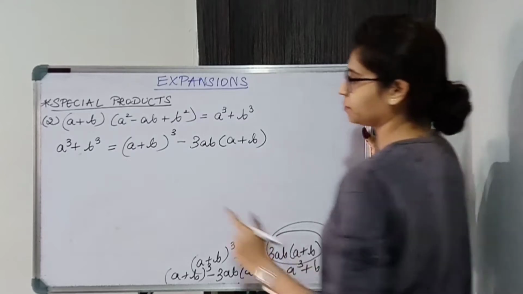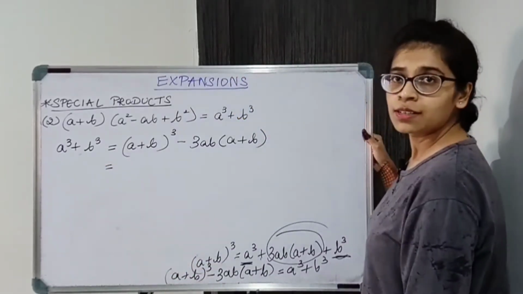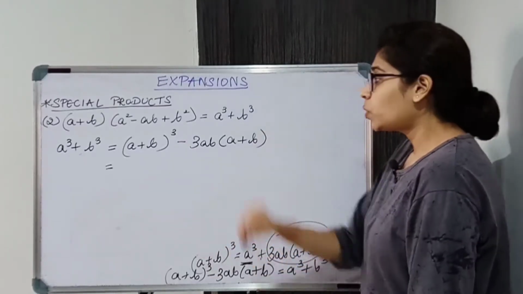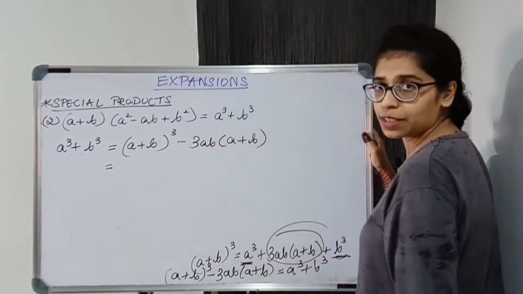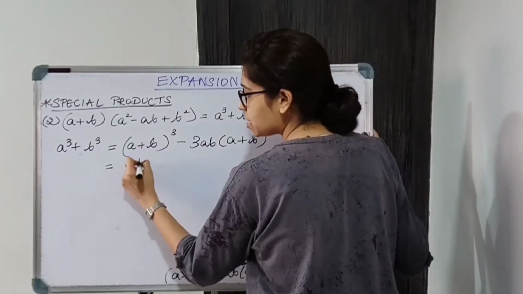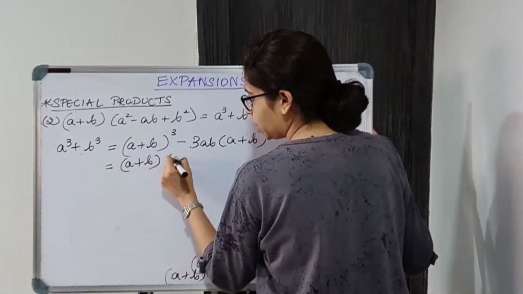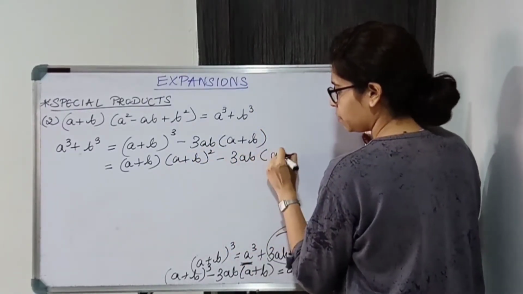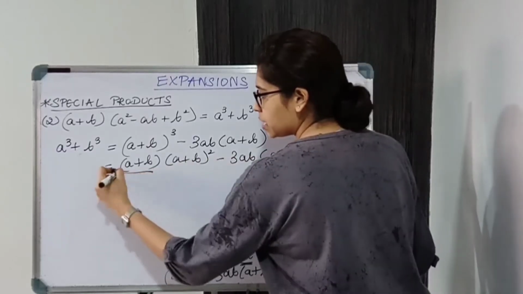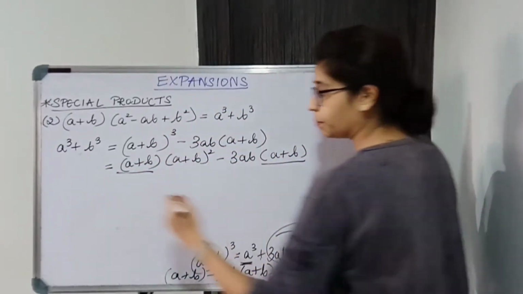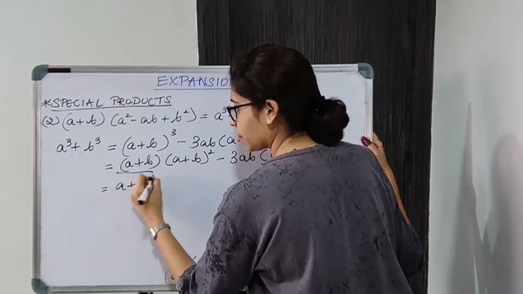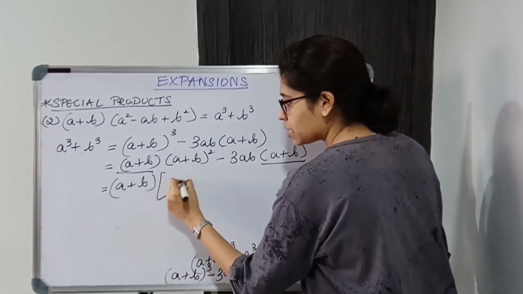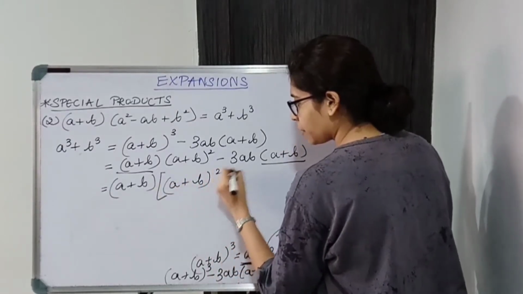Now students, please don't expand this, otherwise again you will get a³ + b³. Notice there is an (a + b) and an (a + b) over here. So I can write this as (a + b)(a + b)² - 3ab(a + b). There is an (a + b) and there is an (a + b), so I can take (a + b) common. So (a + b)² is left inside the bracket, minus 3ab.